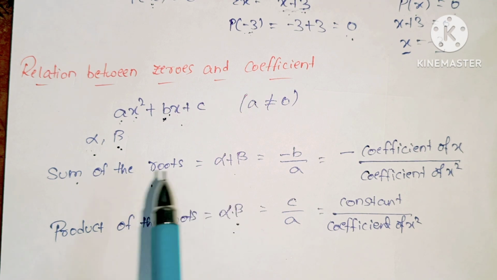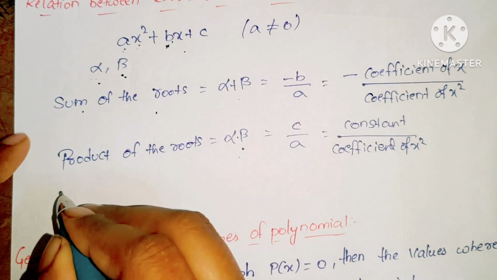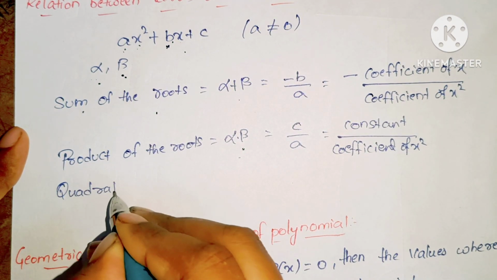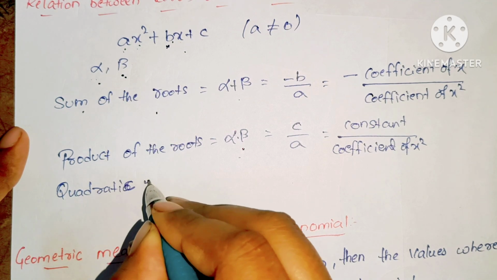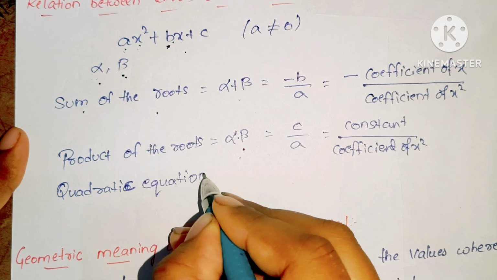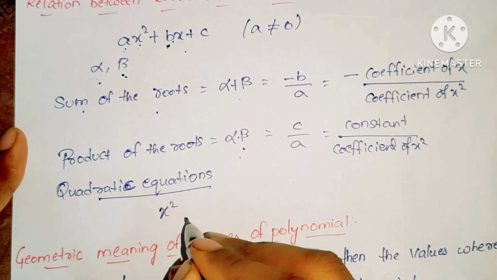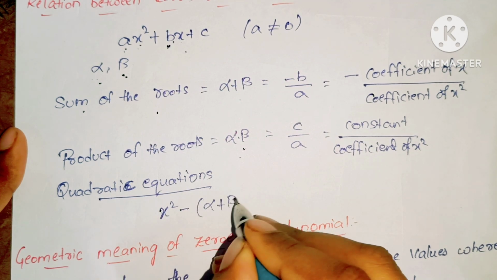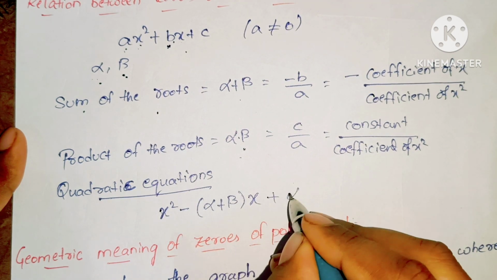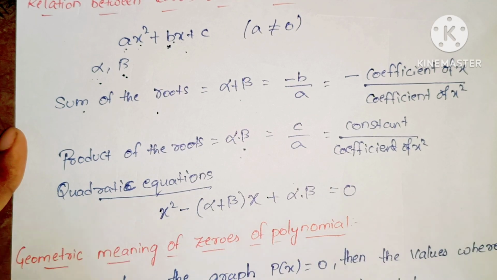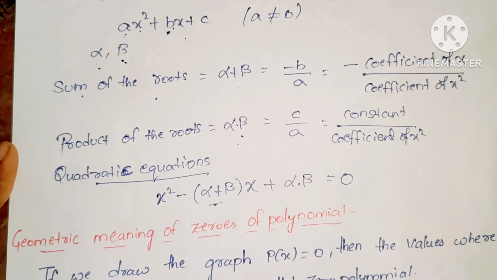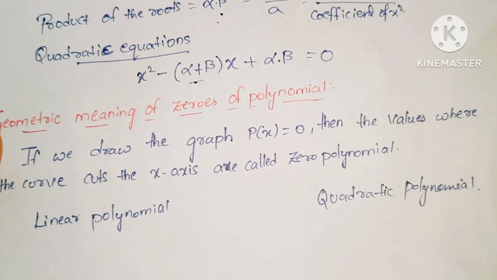For example, you know the sum of the roots and product of the roots, and you have to write down the quadratic equation. If you have roots and you have to write them in the form of a quadratic equation, then the formula is x square minus alpha plus beta into x plus alpha into beta equal to 0. Okay, so if you know the sum of roots and product of roots, simply you can write the equation in this way. Understood? Next, geometric meaning of zeros of polynomials.